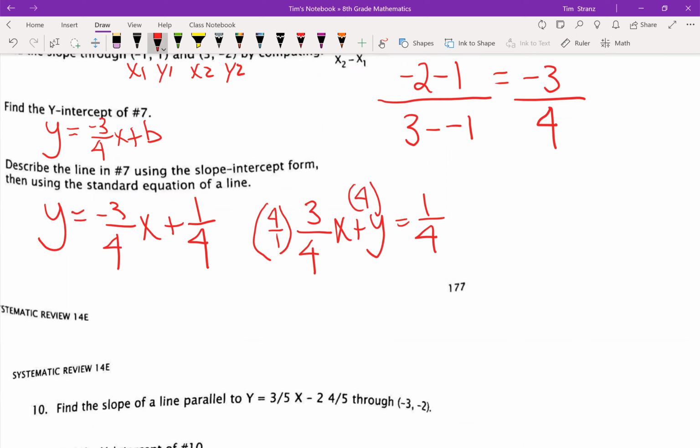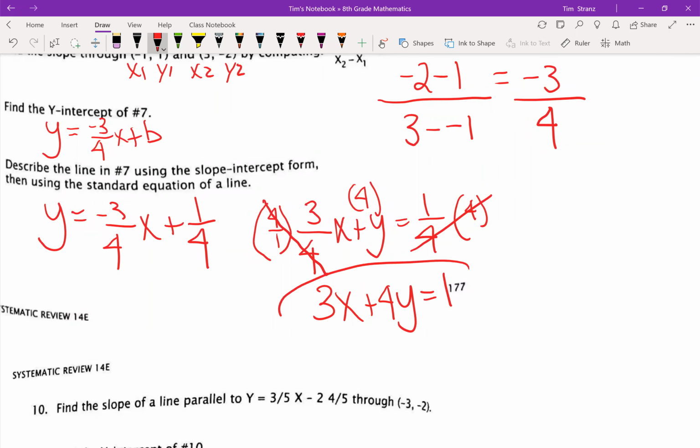And multiply everything by 4. Okay, the 4's cancel out, so now I'm left with 3x plus 4y equals 1. And that's standard form.